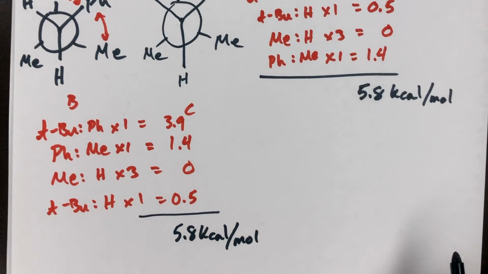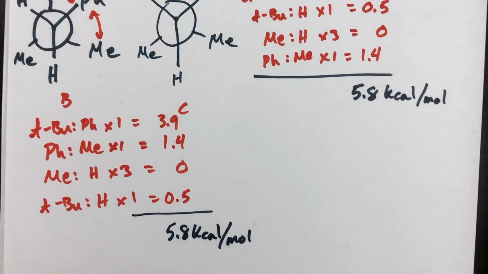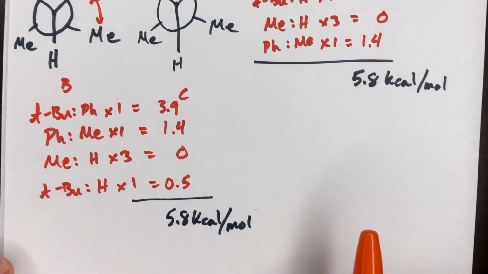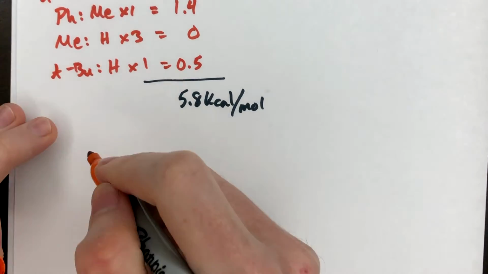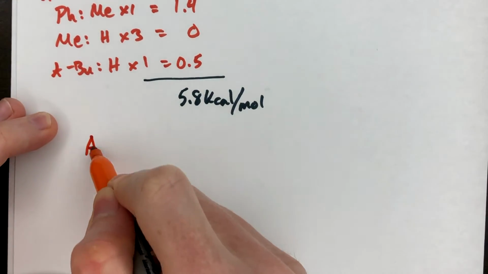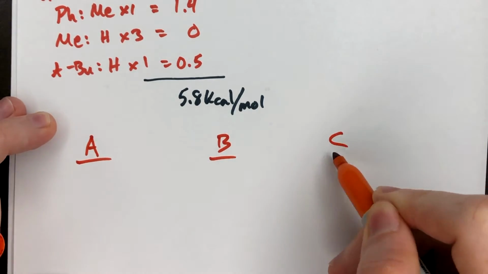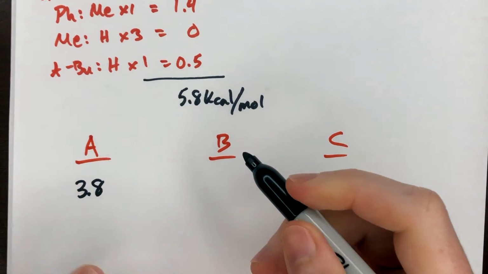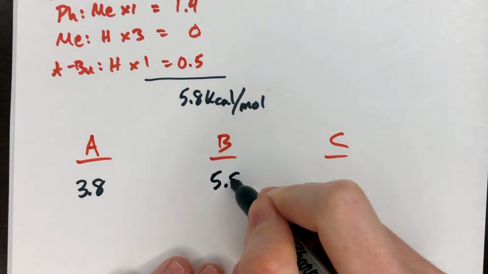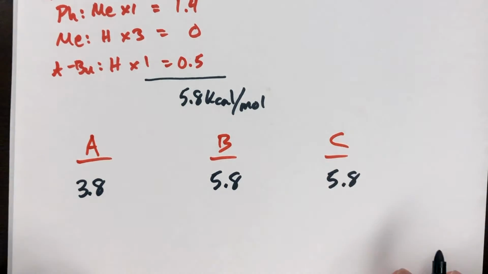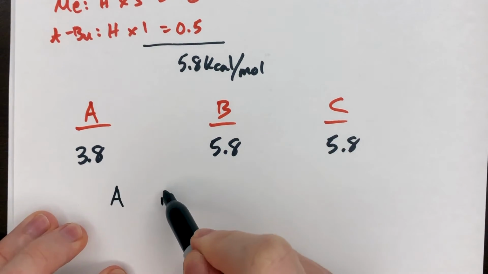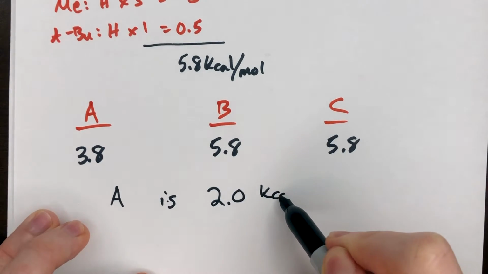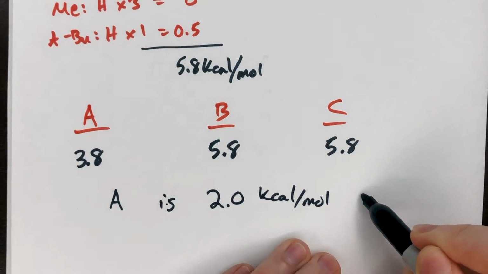So now again, what we see here, the takeaway from this is that just like we explicitly did in the previous example, you can calculate how much more stable A is than B. So what I'll do here is just write the destabilizing energy values for each conformation instead of going back and forth. So A, we know, is 3.8 kcal per mole. B is 5.8, and C is 5.8. So what this says is A, again, is now 2 kcal per mole more stable than B and C.